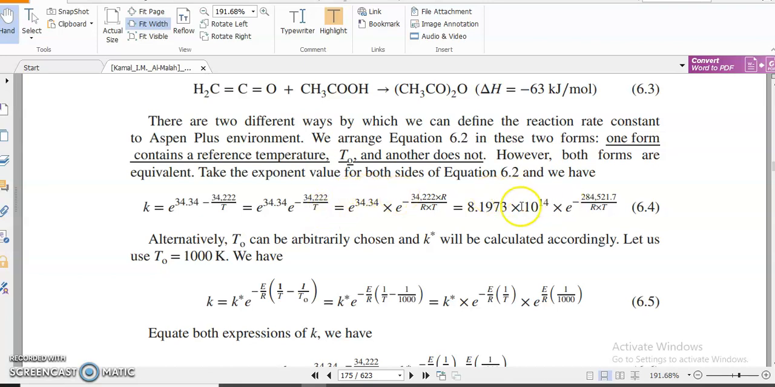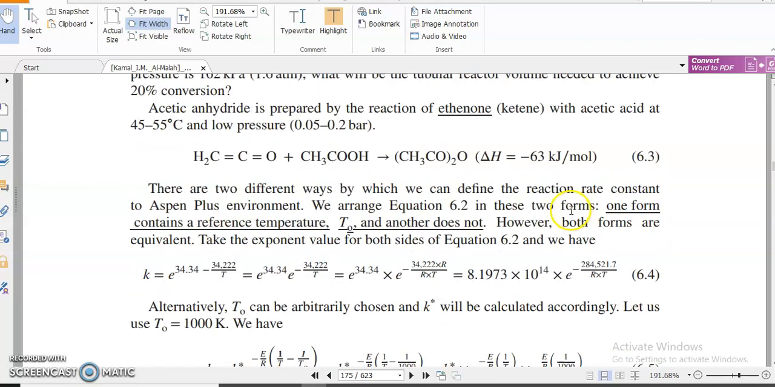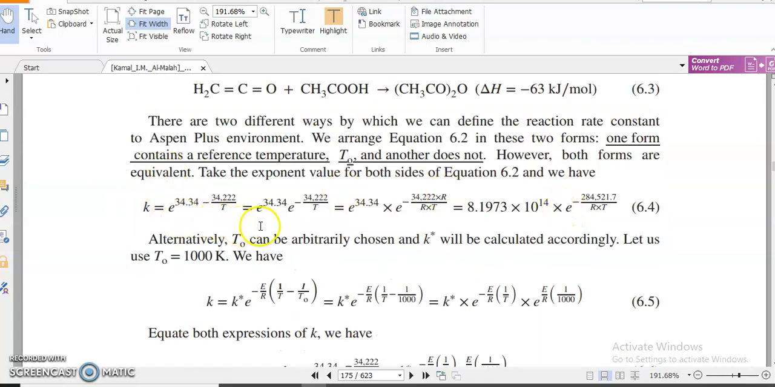So let's take the exponent of both sides of this equation, and then we can have K equals e to the power of 34.34 minus 34,222 over T, which equals e to the power of 34.34 times e to the power of minus 34,222 over T, and this will give us this result.